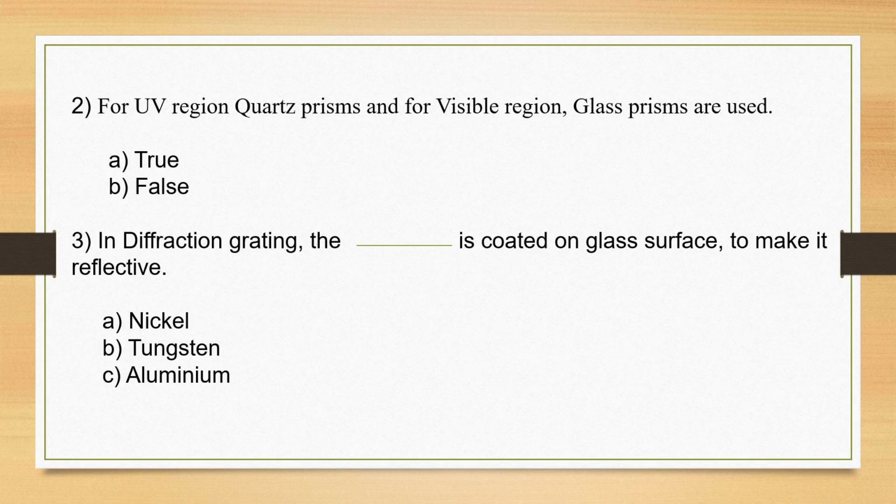Third question. In diffraction grating, the dash metal is coated on a glass surface to make it reflective. A, Nickel, B, Tungsten, C, Aluminium. Aluminium is coated on a glass surface in diffraction grating to make it reflective.